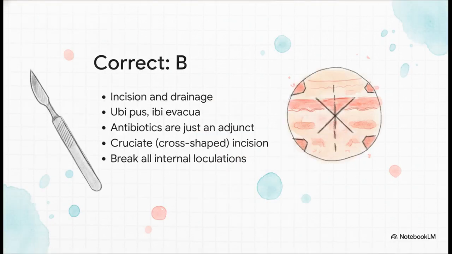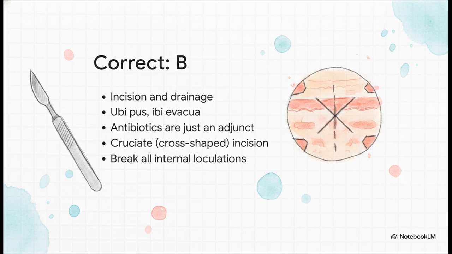Question 163. A middle-aged patient presents with pain during defecation. A perianal fluctuant and extremely tender swelling is palpable. What is the treatment? Correct answer B, incision and drainage. The definitive treatment here is immediate surgical incision and drainage. Delaying this to just give antibiotics is a very serious clinical error.